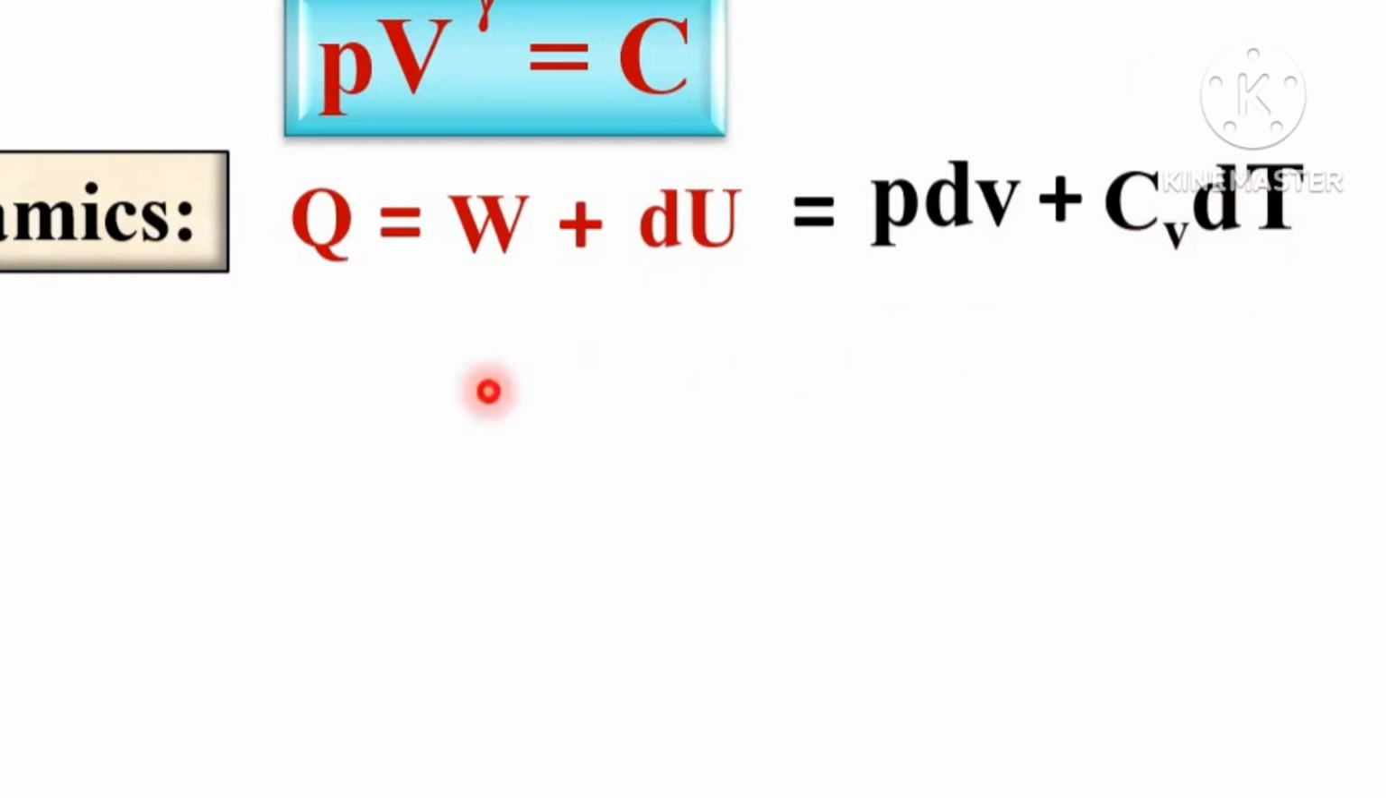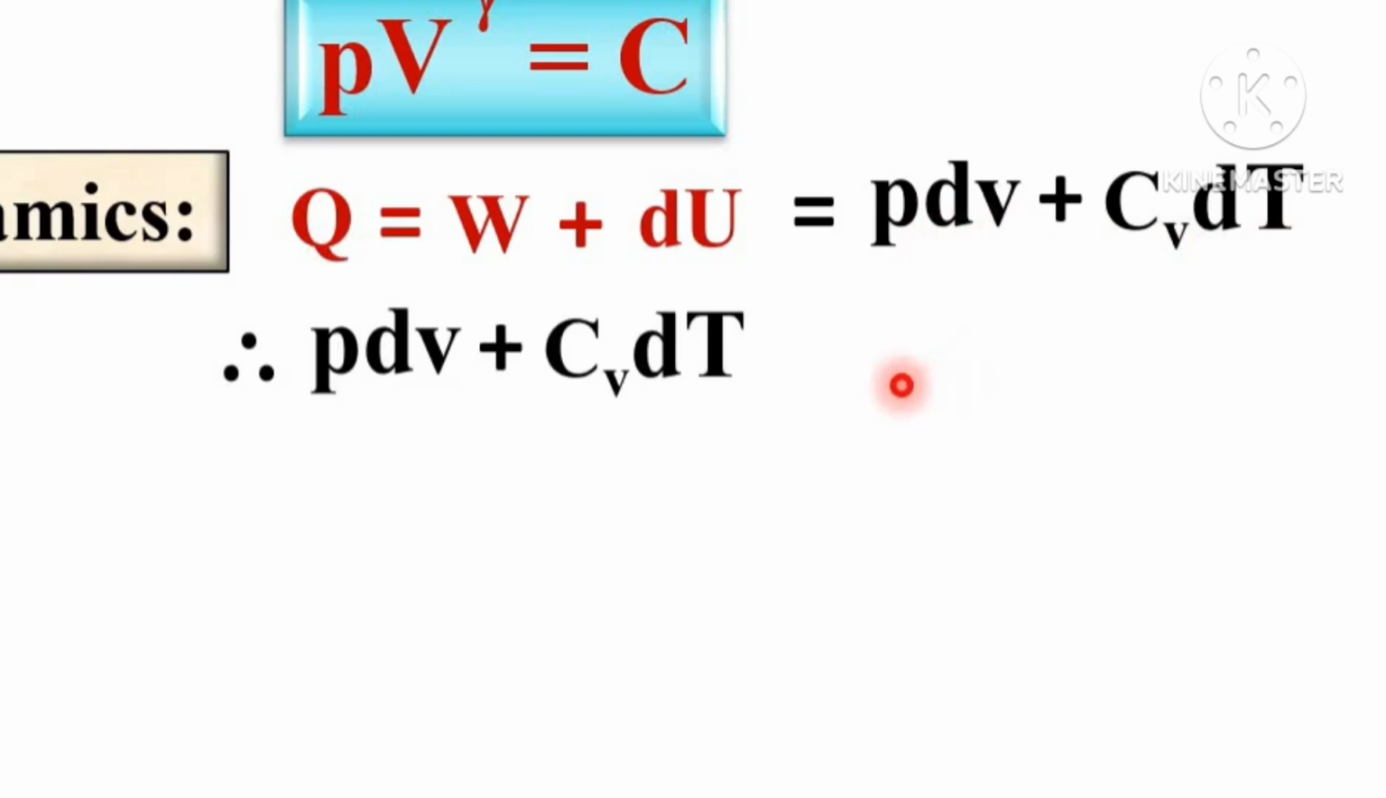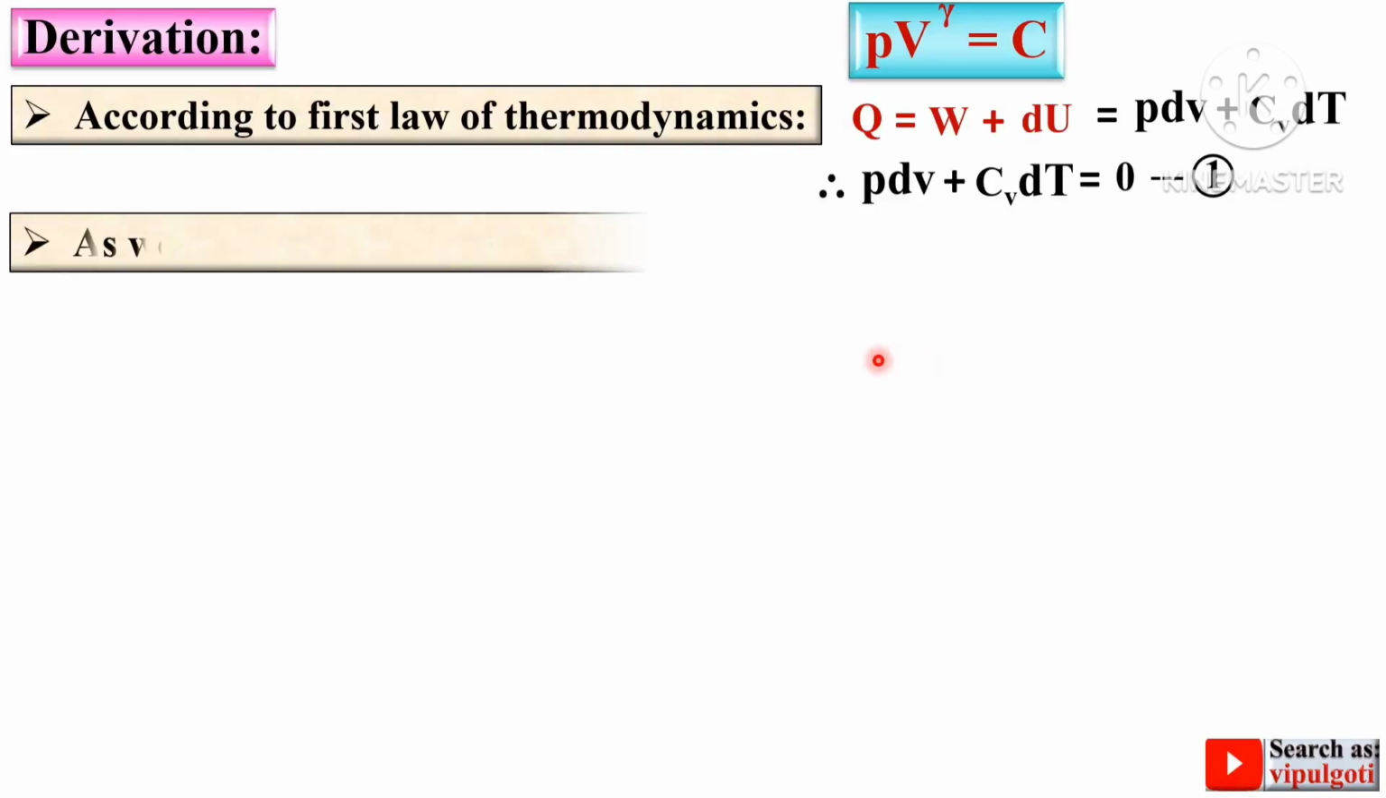Now again you know that this is the adiabatic process. As we have discussed, for the adiabatic process there will not be any heat transferred. That means Q is equal to 0. That means you can say PdV plus Cv dT is equal to 0. Let's say it is equation number 1.